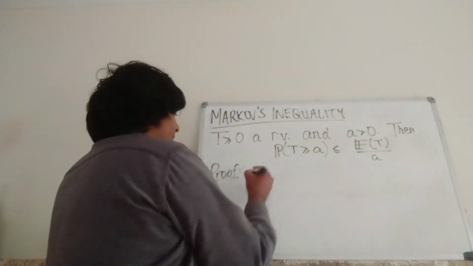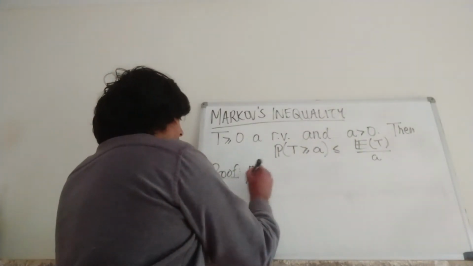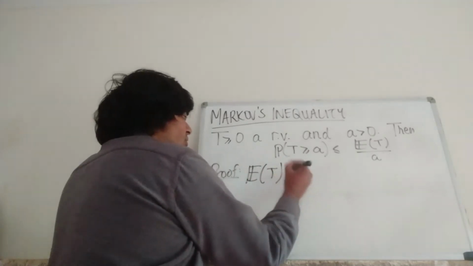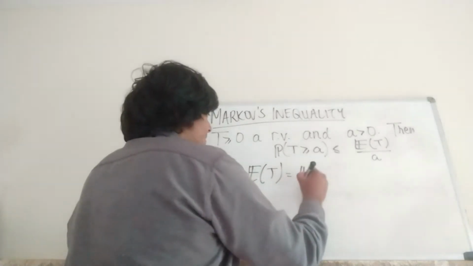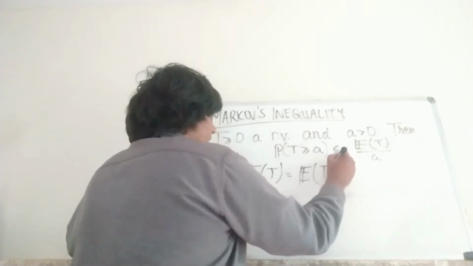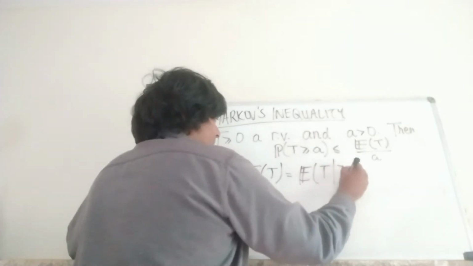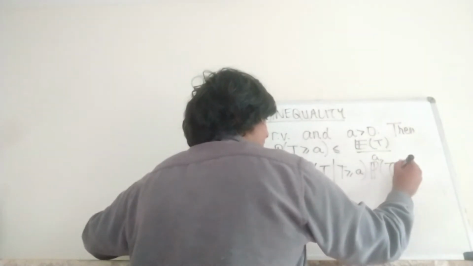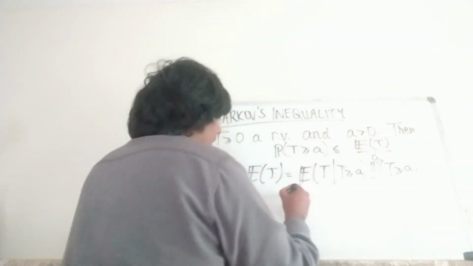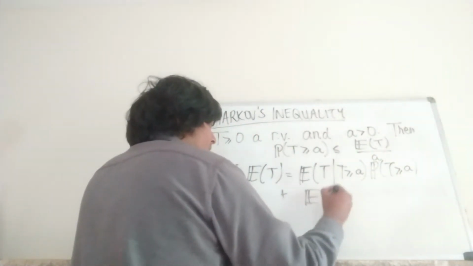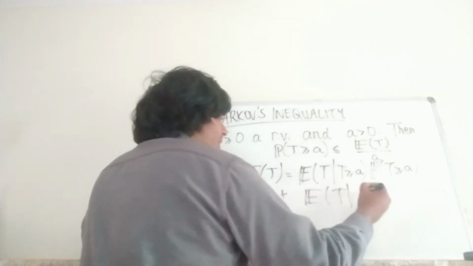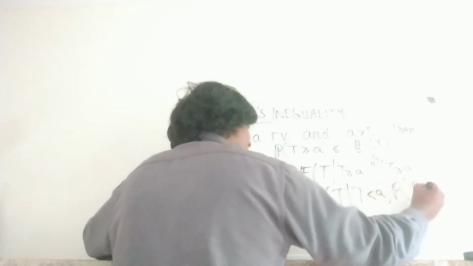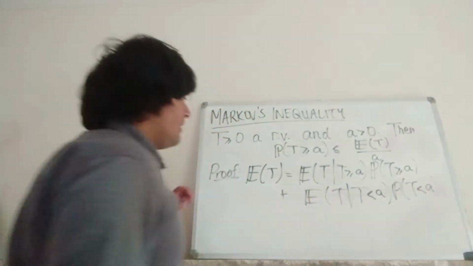So we're going to start with the expected value of t and use the law of conditional probability to say that this thing here is the expected value of t given t is bigger than or equal to a, times the probability that t is bigger than or equal to a, plus the expected value of t given that t is less than a, times the probability that t is less than a, like so.